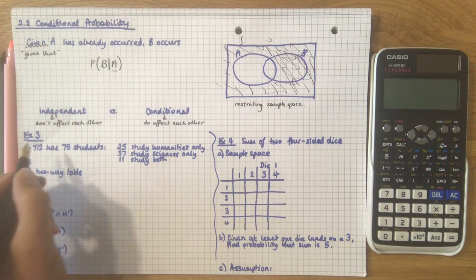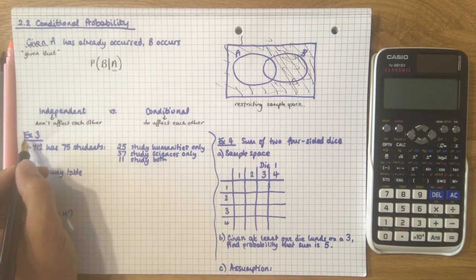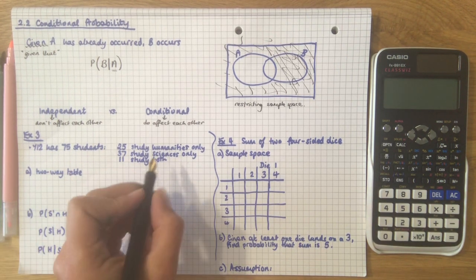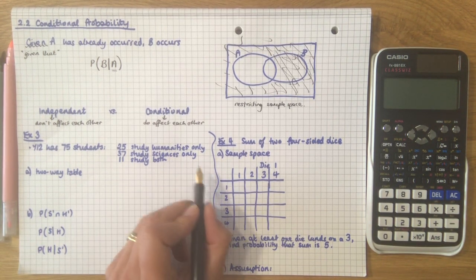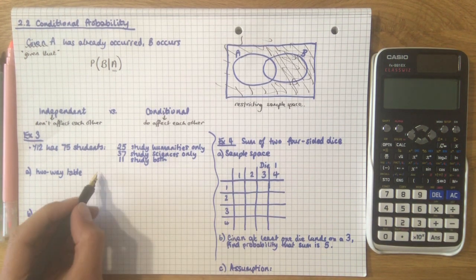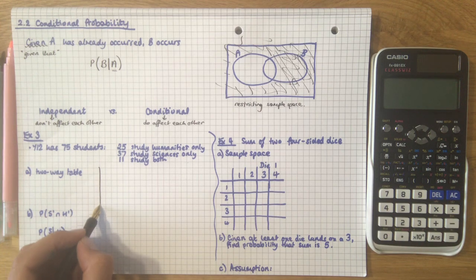Now, let's have a look at this with some numbers to help. Example 3 tells us that in a cohort of Year 12 students, there are 75 students. We're told how many study only humanities, only sciences, or both, and we're asked to draw a two-way table to represent this. Now a two-way table looks like this.